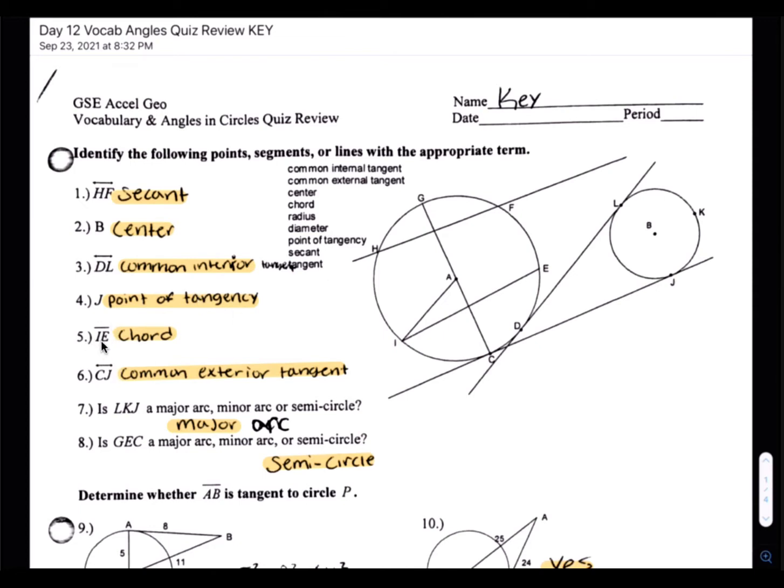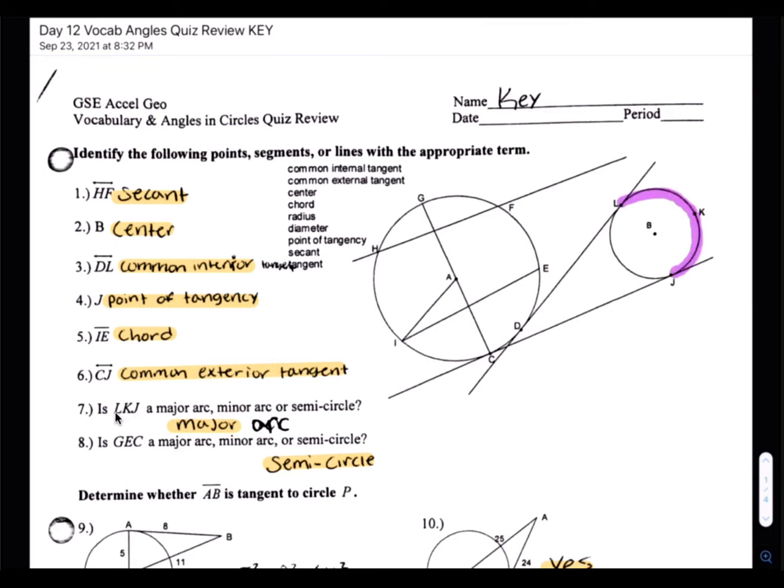Number 5 is a segment IE. Segment IE has 2 endpoints that are on the circle, so that is a chord. Line CJ is tangent to this circle at C, and it's also tangent to this circle at J, and it's outside the circle, so we say that CJ is a common exterior tangent.